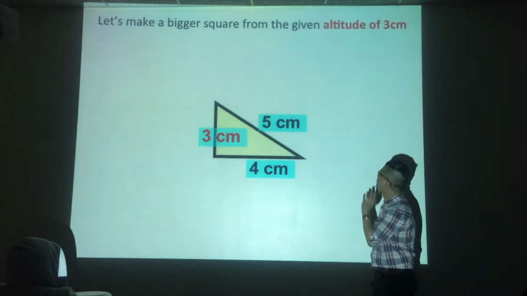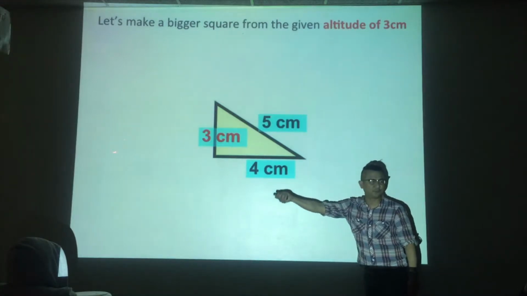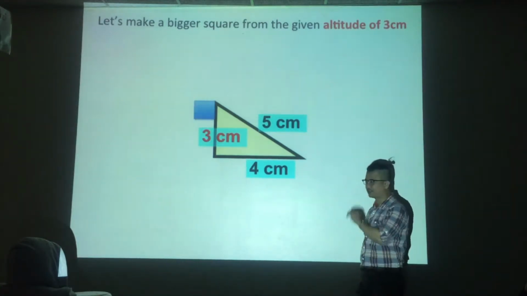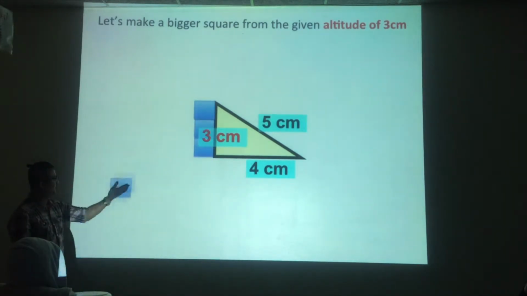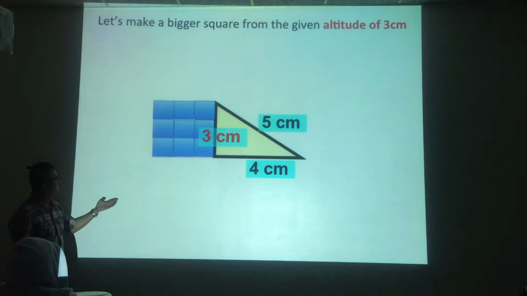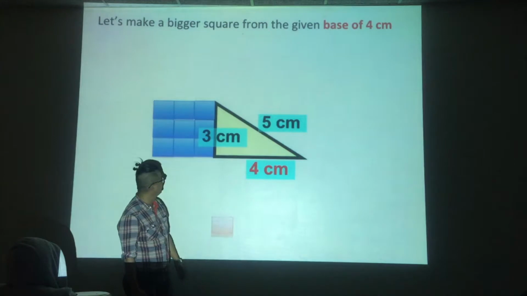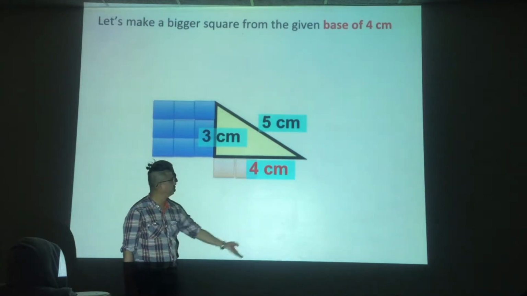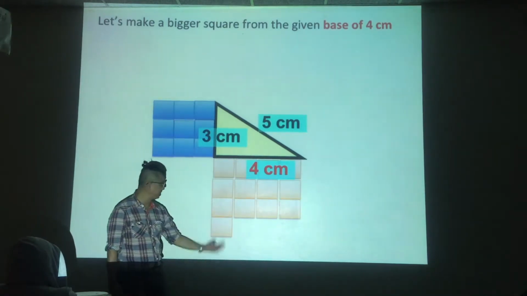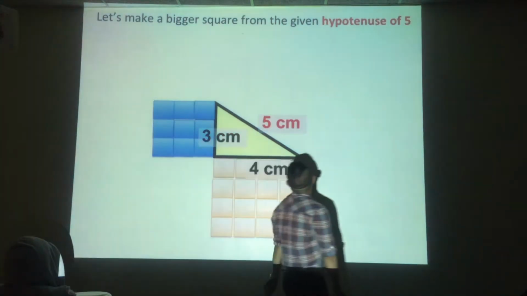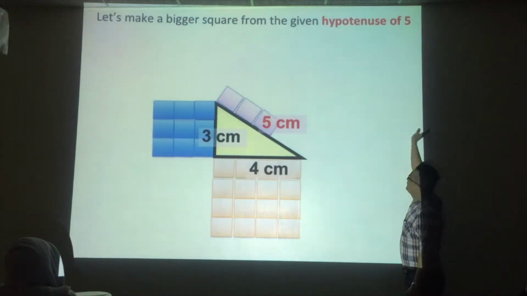We will make a bigger square from the given altitude. Let's start with these 3. I'll make a bigger square from here. Check this out. I put 1 square. Let me put some more squares over here. I also want to make a bigger square over here. So, let me put some more. 4 by 4. So let's throw 1 square over there. More.